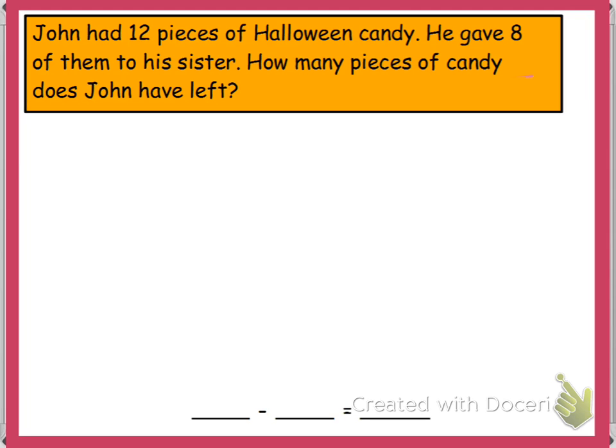So it says, John had 12 pieces of Halloween candy. He gave 8 of them to his sister. How many pieces of candy does John have left?